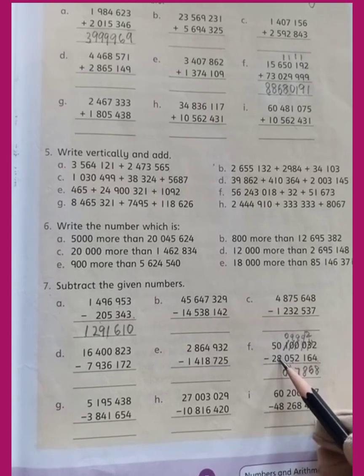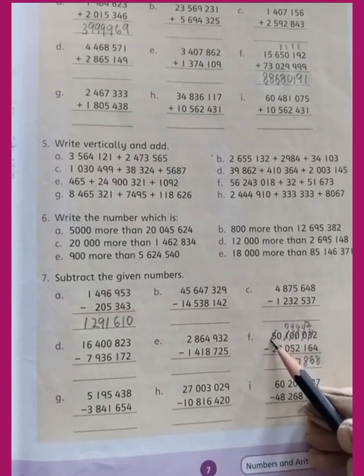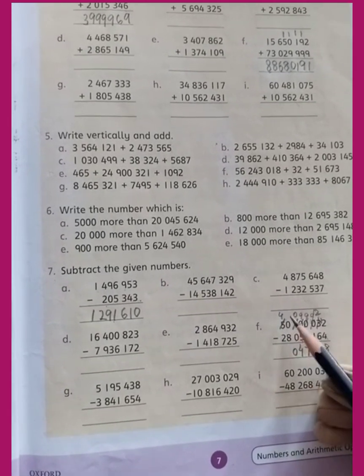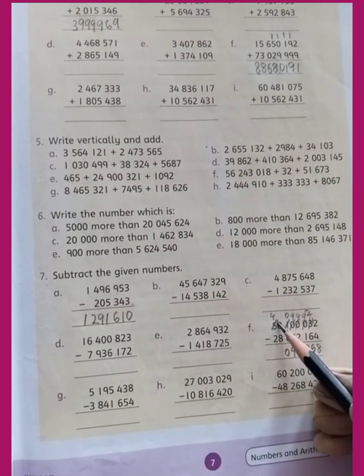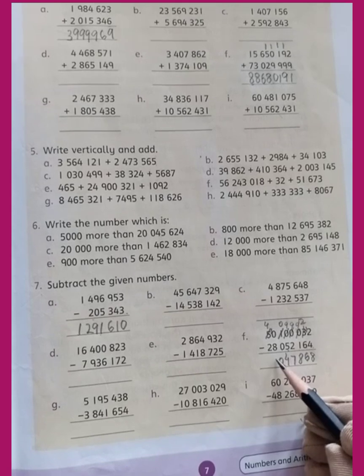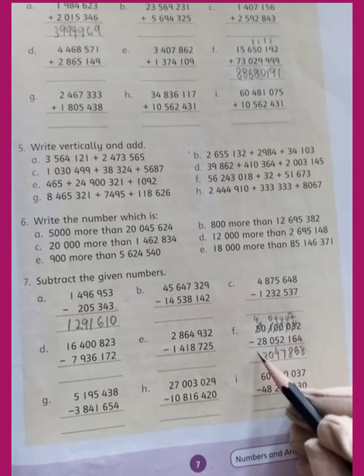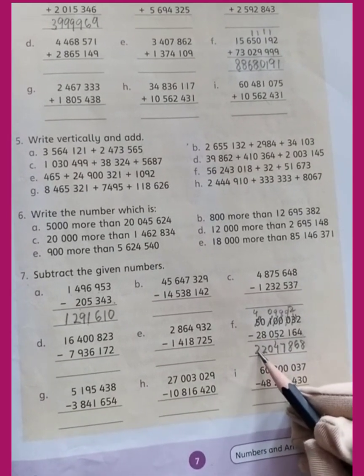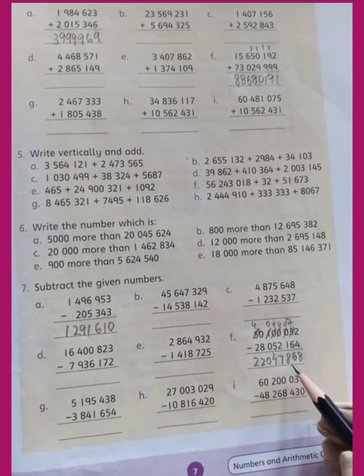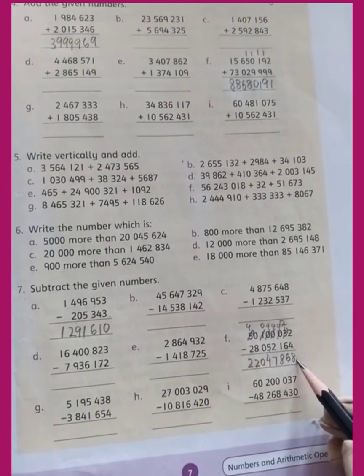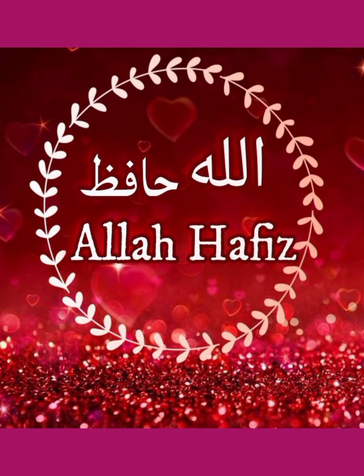0 is smaller than 8, so we need to borrow from this 4. It becomes 10. 10 minus 2, 8. 4 minus 2, 2. So the answer is 22,047,868.